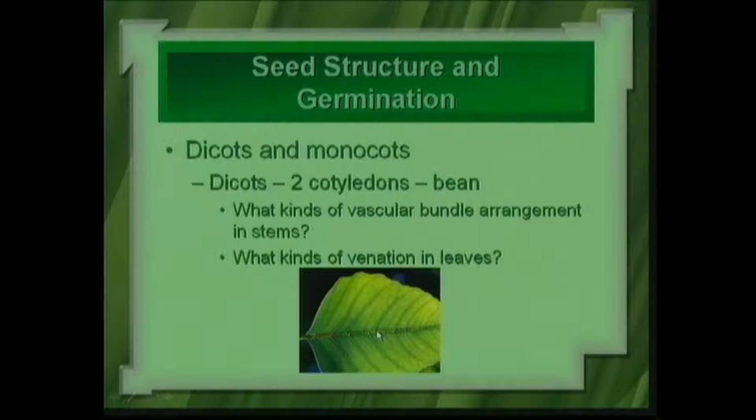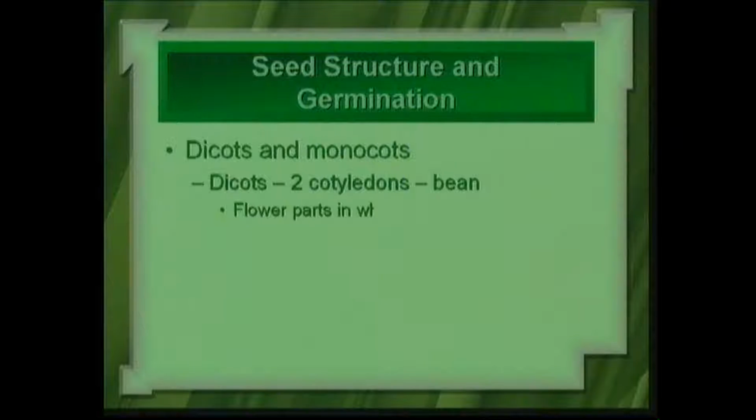So we have netted venation because this one has pinnate venation. We also have palmate venation, but generally you also have secondary veins, tertiary veins, and quaternary veins, all forming a bunch of networks inside of the leaf. So dicots tend to have netted venation, and the netted venation could be either pinnate or palmate.